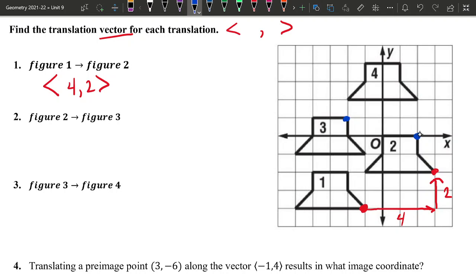Alright, so I'm going to go up 1. And then, so that's 1. And then I have to go to the left. So if I go to the left on the x-axis, that's negative, right? So 1, 2, 3, 4. Means I have to go left 4, so that's going to be negative 4. And you always go in the order of x, y. So the vector is negative 4, 1.